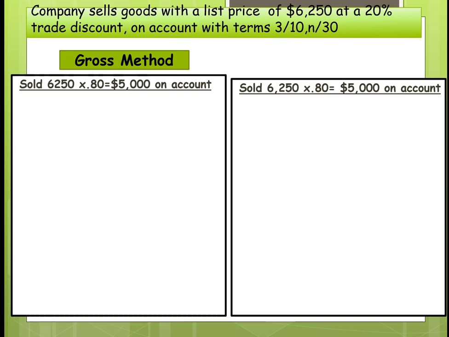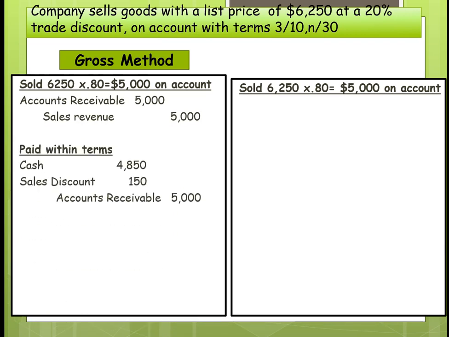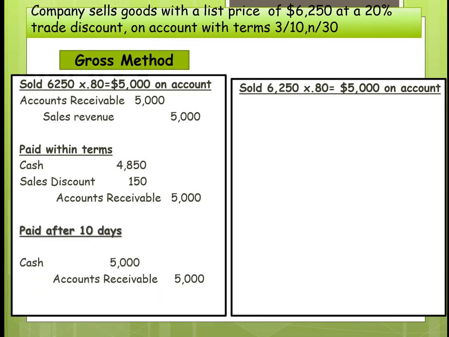We have sold goods with a list price of $6,250 with a 20% trade discount on account, 3% in 10 days, net in 30. So first of all, remember, we don't consider trade discounts, so we're going to take the $6,250 times 80%, we get $5,000, and that's what we're going to book. This is the gross method. So we book all of it, and then if we're paid within terms, we're going to debit sales discount for the difference between the cash and what we receive. Now, if paid after 10 days, we would just record cash and accounts receivable.